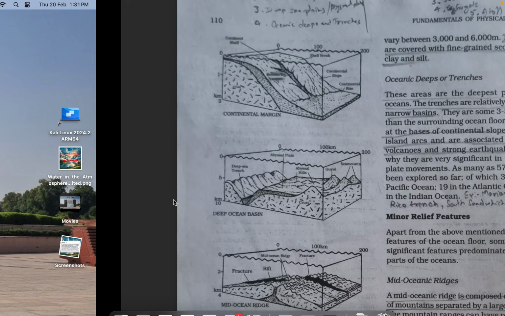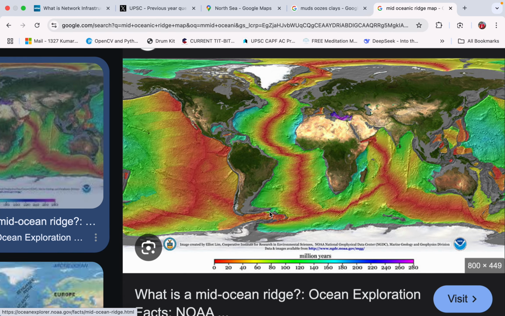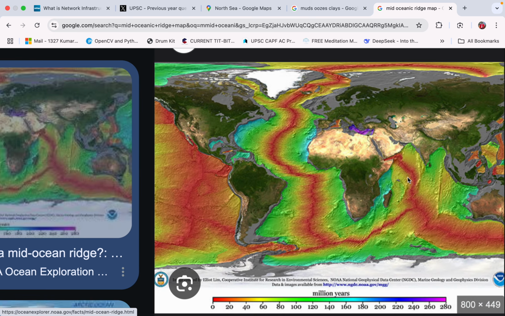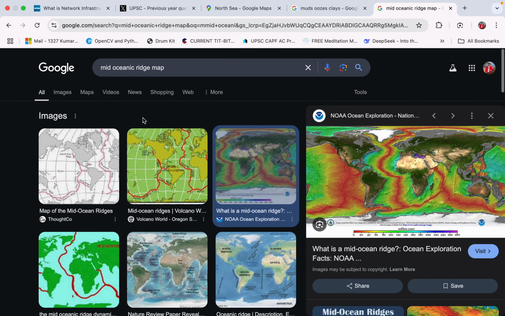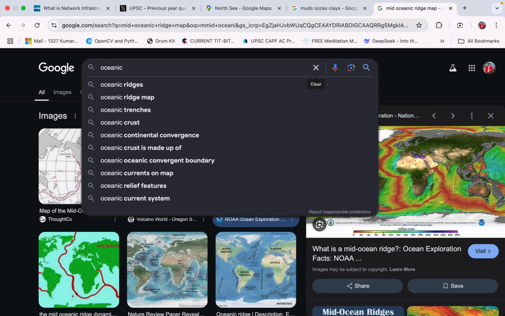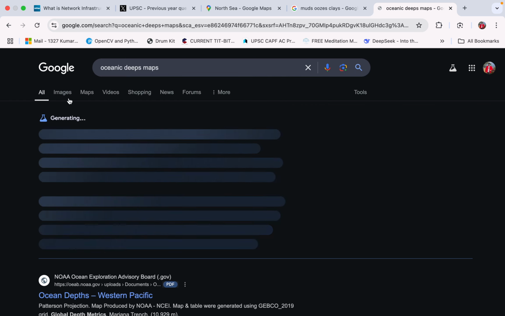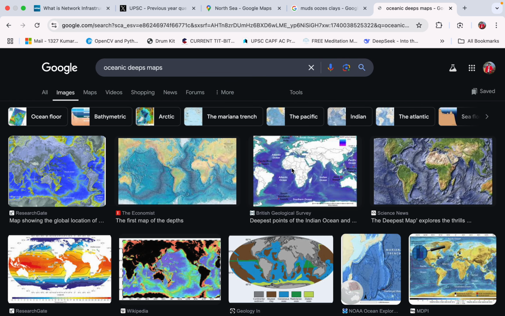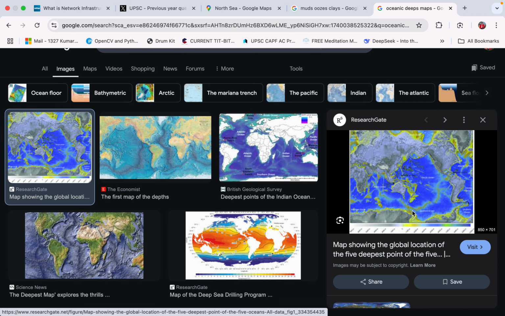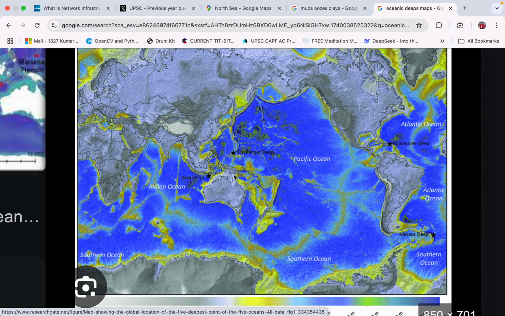So over Google, let me show you. Yeah, we can see. Oceanic deep. Let's see if we get anything related to what we are searching. Okay, great. So this is the map.